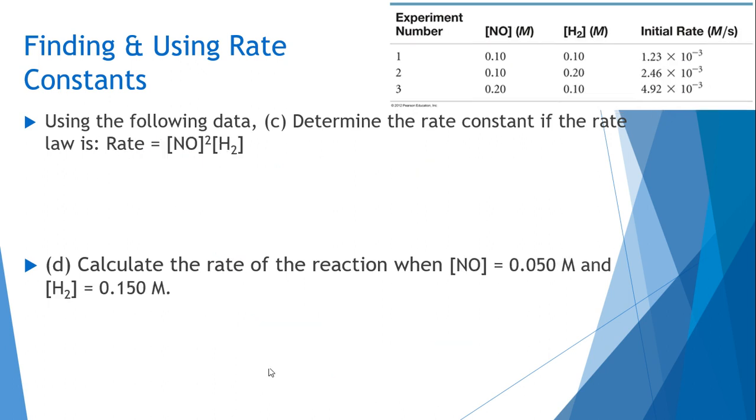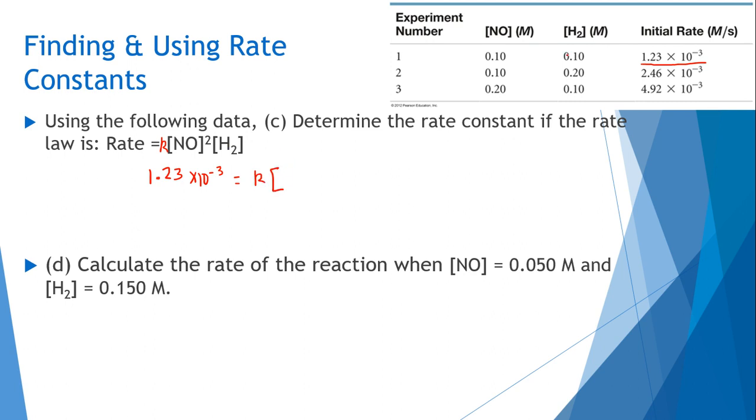Working through the second example, we have the same thing. Using the following equation, we found this yesterday, that rate equals k times nitrogen monoxide to the second power, and then hydrogen gas to the first power. And we need to determine the rate constant. So we have a rate. We're going to use the first one. It's the easiest one to use. 1.23 times 10 to the negative third equals k.